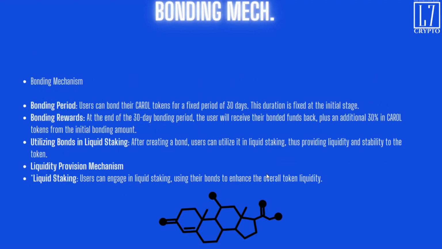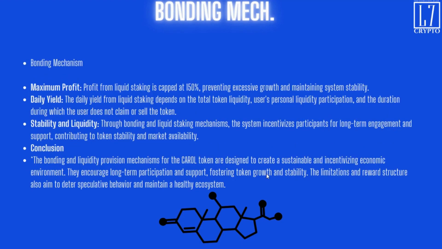Then we have the bonding mechanisms. Now here, pause for the cause again. I'm not going to go through all this. I don't want to make the video too long. We have the bonding period, which we know is the minimum. The first time you do it is 30 days. Then the bonding rewards, utilizing the bonds and liquid staking, the liquidity provision mechanisms. Then you have the liquidity staking, where you can engage in the liquid staking. And the bonding continued, the maximum profit. So we already know the maximum profit, again, is 150% on each of your bonds. The daily yield. Then you have the stability and liquidity.